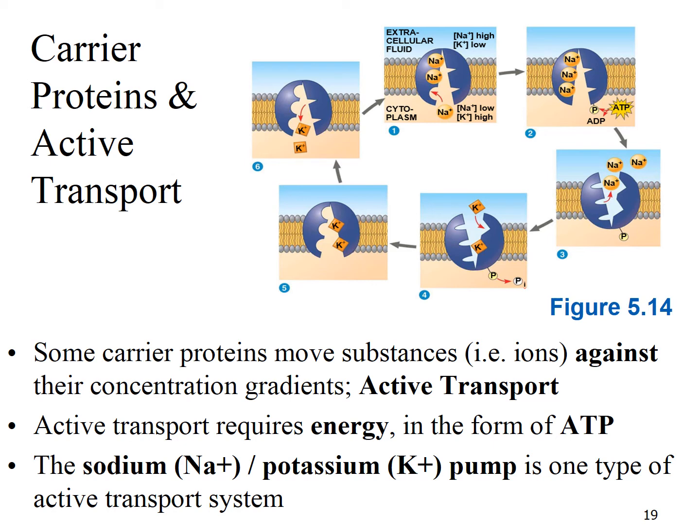And in a similar process, it will also use those same carrier globular proteins to move potassium. And so if you have a lower concentration of potassium outside of the cell in the extracellular fluid and a higher concentration of potassium inside the cell in the cytoplasm, that potassium will be pushed from a lower concentration to a higher concentration using energy in the form of ATP.